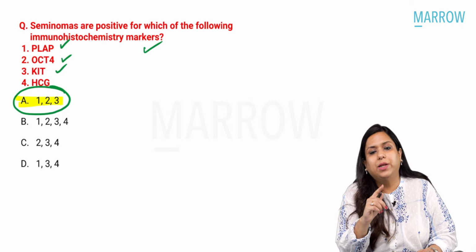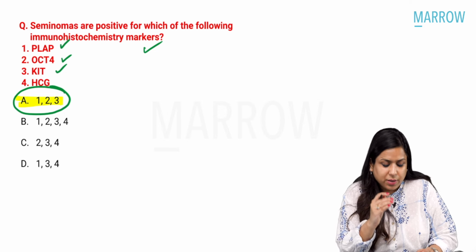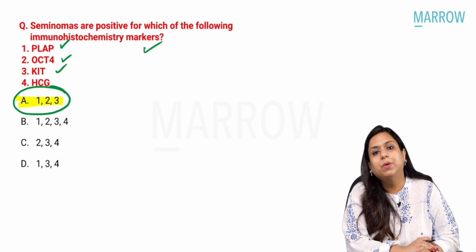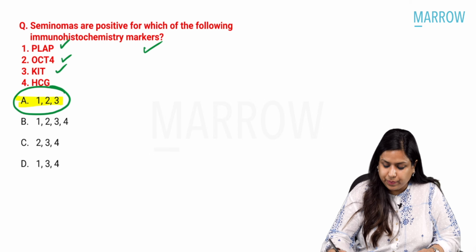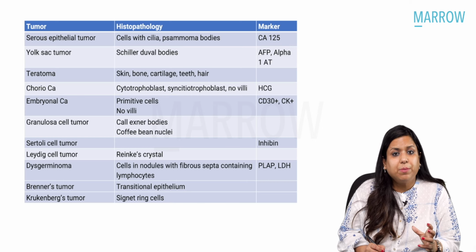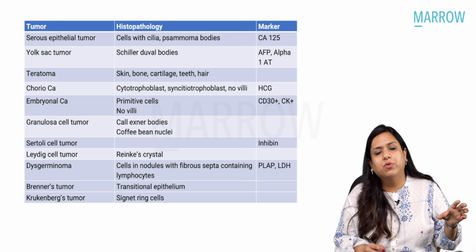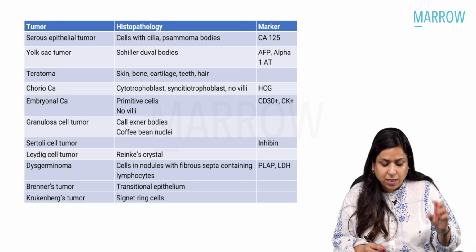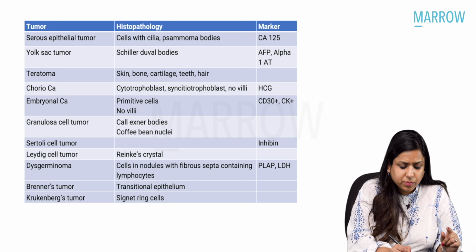HCG is not very much increased in a seminoma. That is why the answer is going to be 1, 2, 3. Understood? This is a table, students, which I have got because a lot of questions are asked from genital system. That is why let us quickly brush it up.